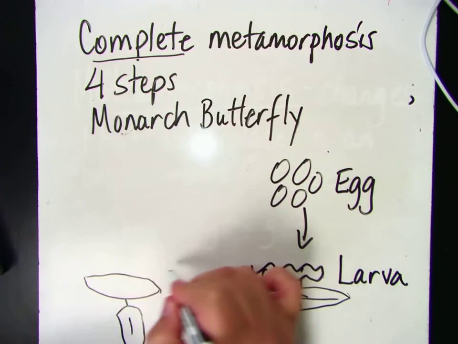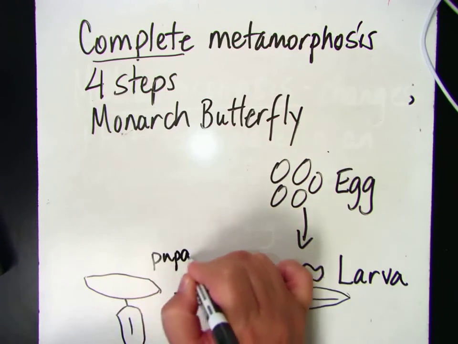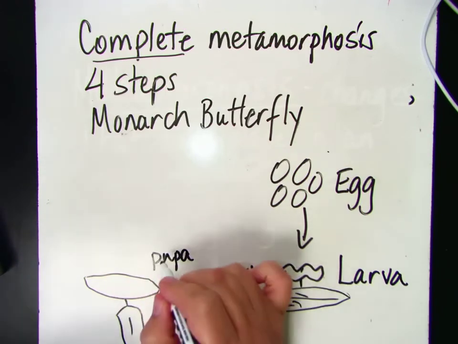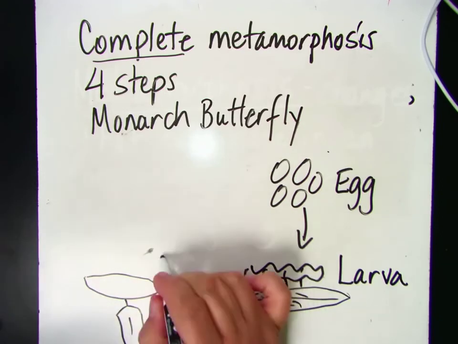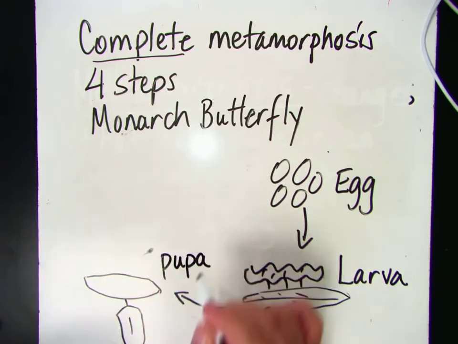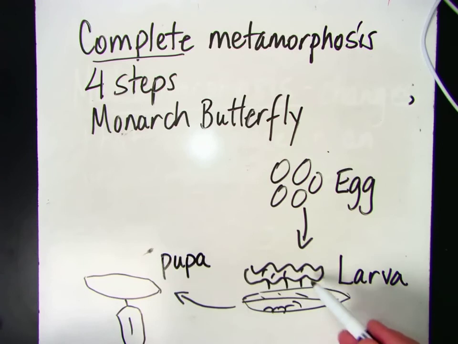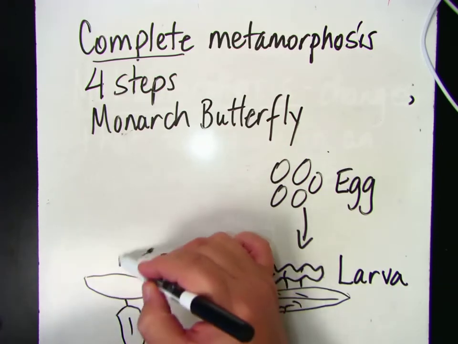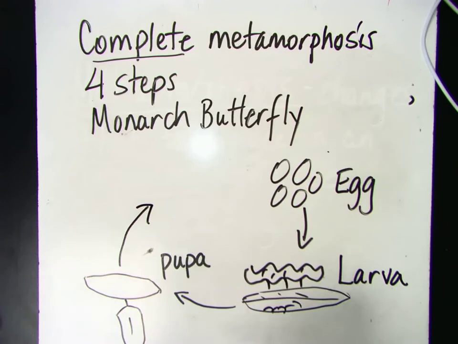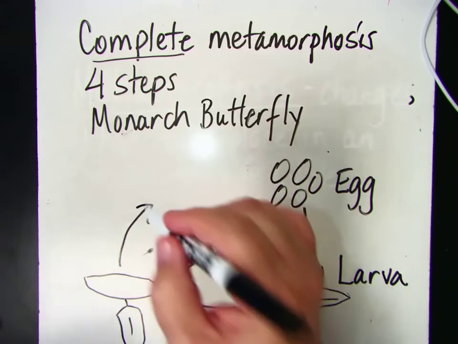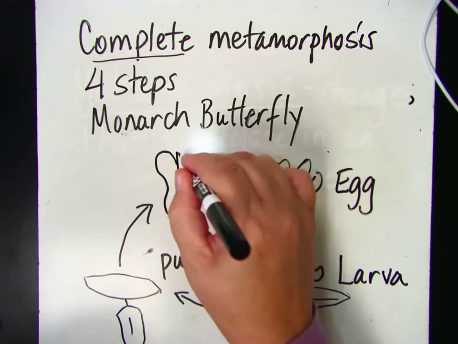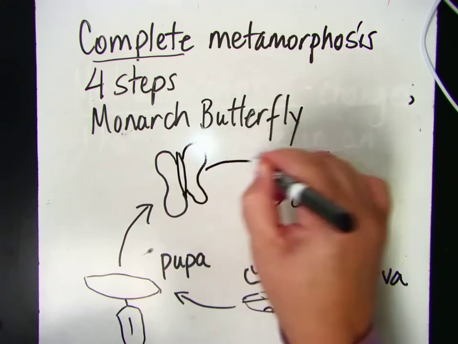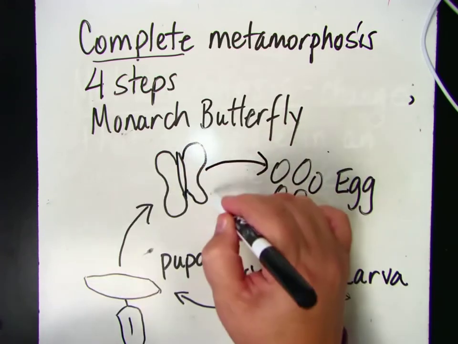And that stage is called the pupa stage. Actually, that looks like P-N. It's P-U-P-A, pupa. Pupa. And the caterpillar or the larva is inside of there changing, getting ready to change. And then it will come out as a butterfly. Now there's stages, but what we'll do for simplicity is show that the next stage is an adult.